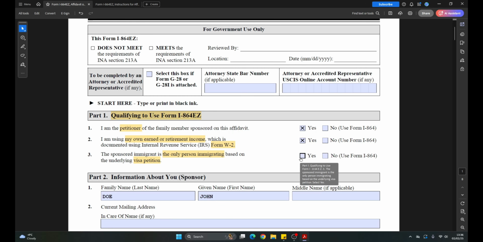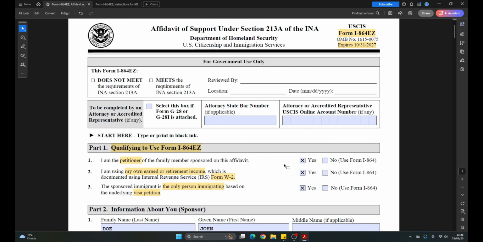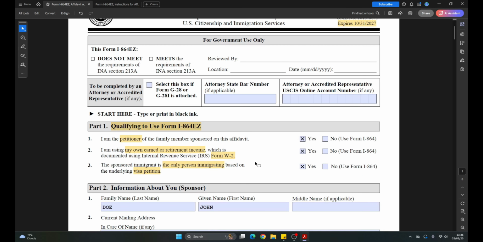Same applies to petitioners who have filed the form I-129F for their fiance and now applying for their fiance's adjustment of status. If your fiance does not have any K2 derivatives listed on the petition, then you can use this form. So most of the time, this form will be used for immediate relatives of U.S. citizens, so spouses, children, and parents of U.S. citizens, because all of those people have their own separate petitions filed on their behalf.